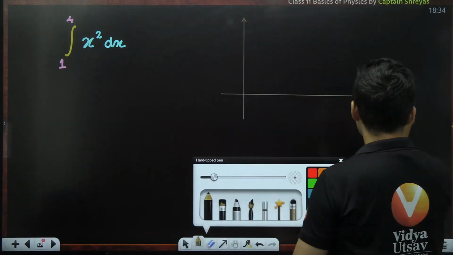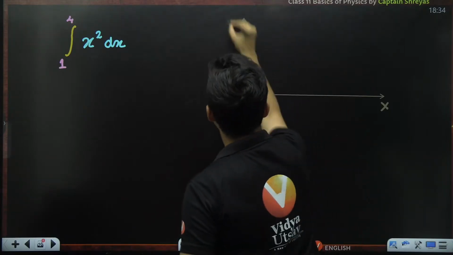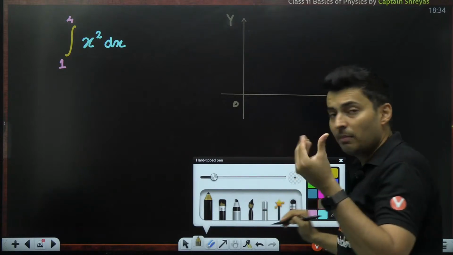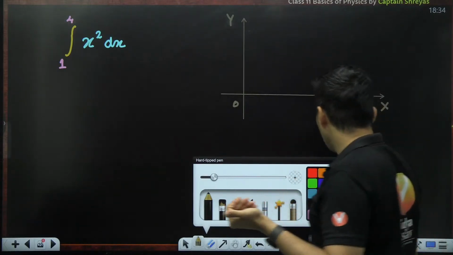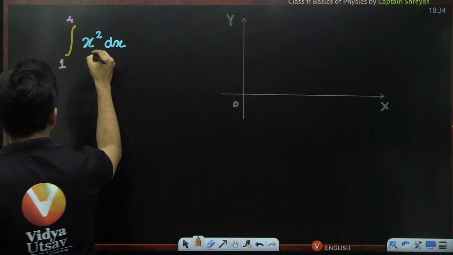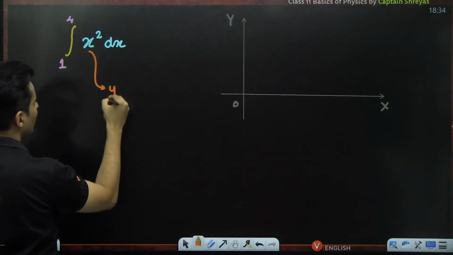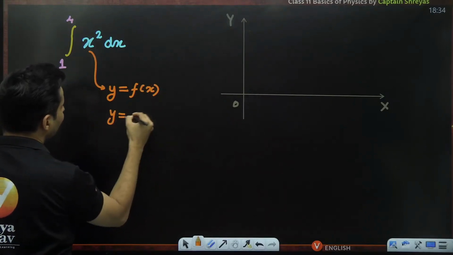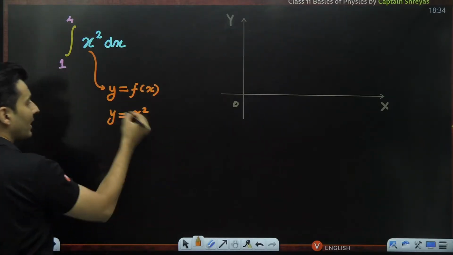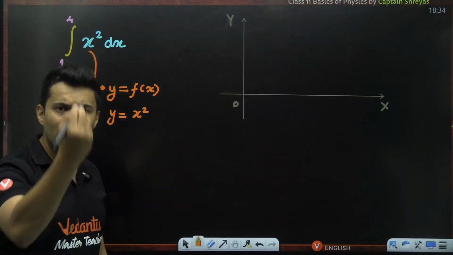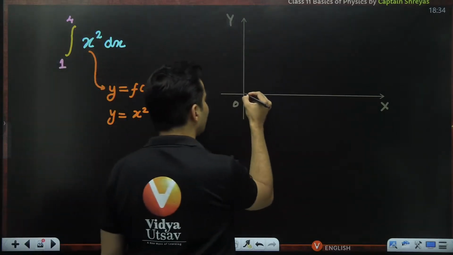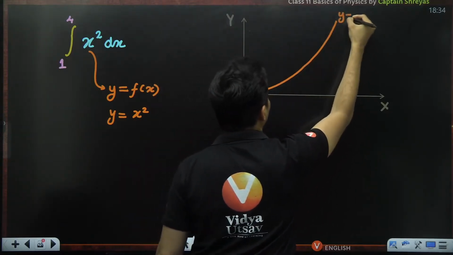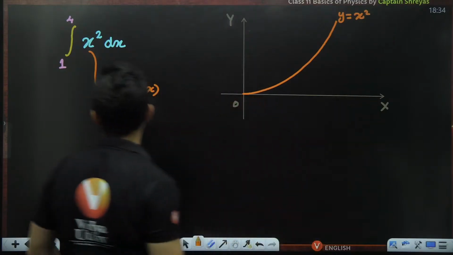So this is your x-axis, this is your y-axis. Always, whatever multiplies by dx, that is exactly our function. So this x square which you are seeing is basically your y. So y as a function of x is only x square. It is a quadratic equation. It is going to be a curve. That curve will probably look something like this. That is your y is equal to x square.